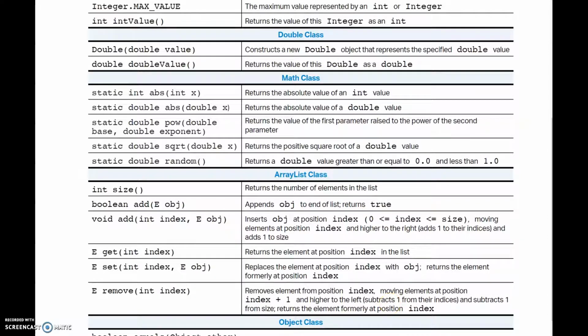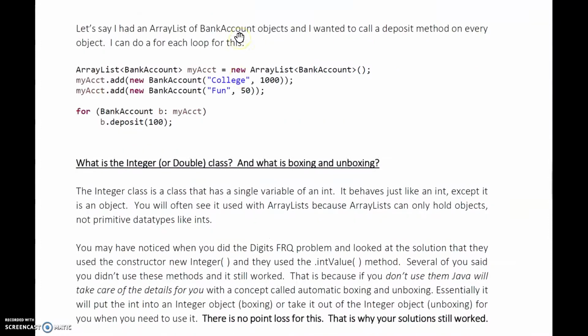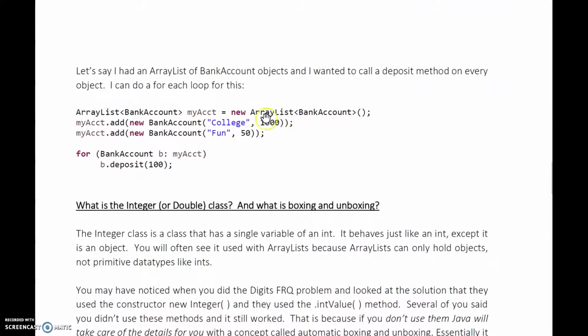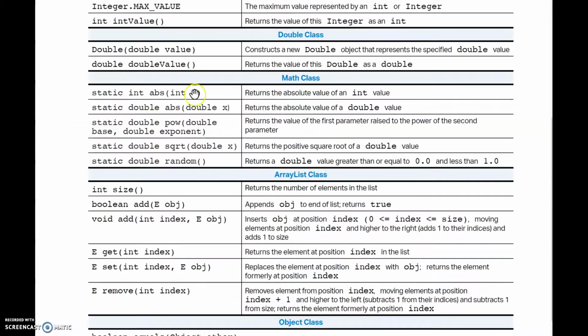So if we look at the example we ended with before the last video ended, I had an ArrayList of type BankAccount. So in this case, BankAccount would be my E, for example. And when I say .add(new BankAccount), in that case, I am using this add method of the E, BankAccount, and then object. I'm passing it a new BankAccount object. And then it just returns true. I don't even know why it returns anything, but it does.